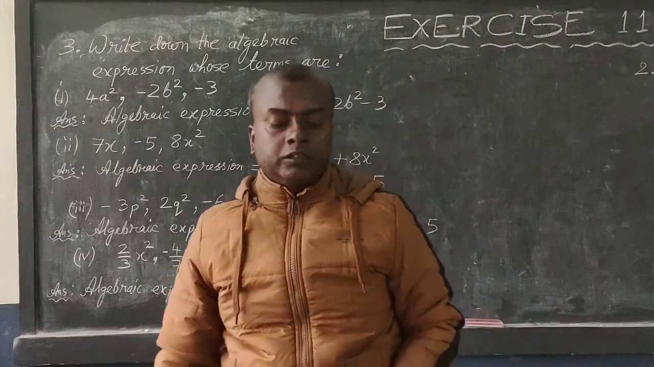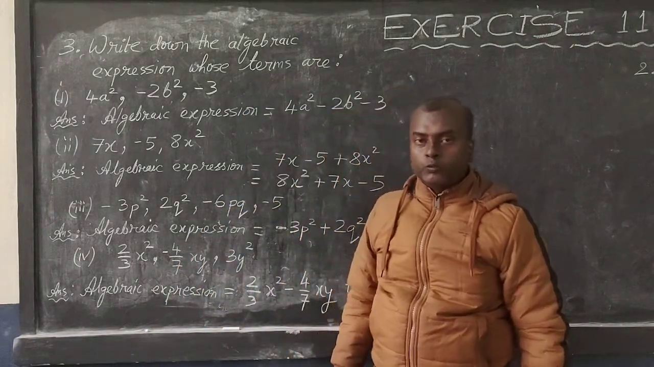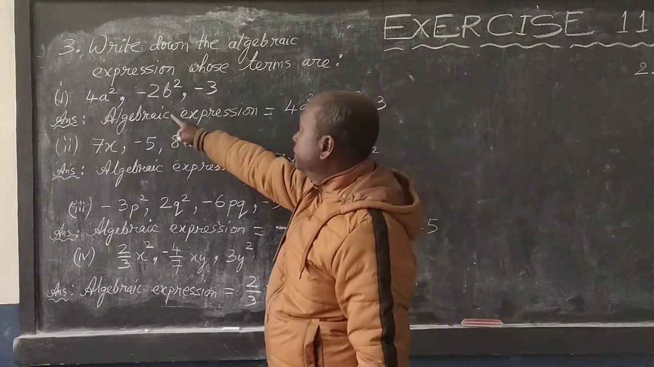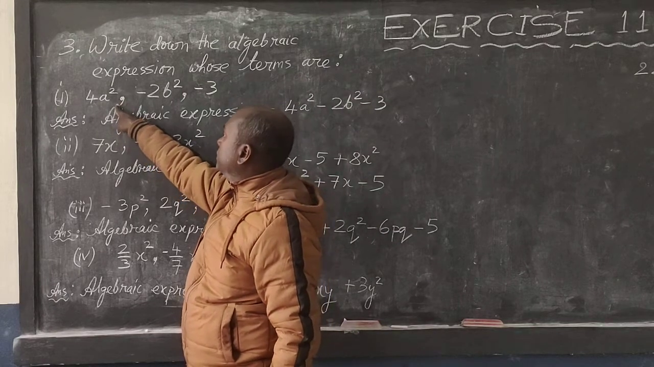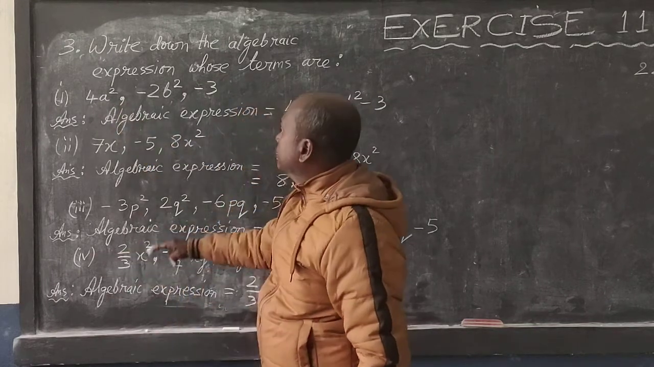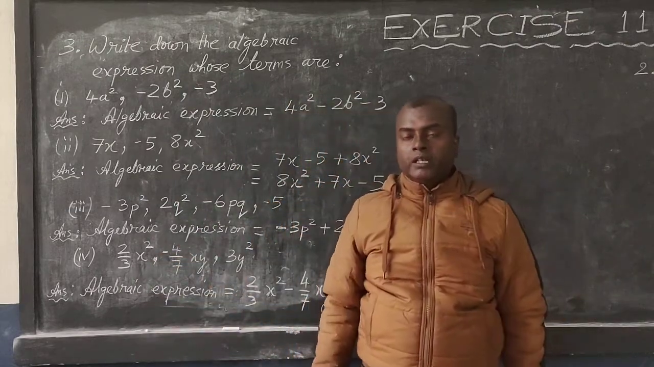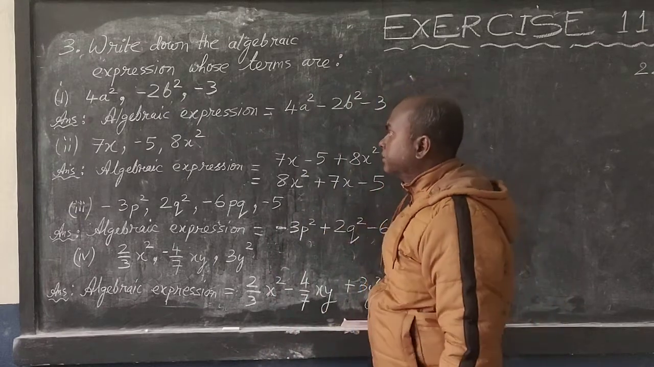Okay, now let's consider question number 3. Question number 3 is the opposite of question number 2. Here the terms are given to us. You can see the terms, you can understand that they are terms. They are separated from each other by this comma sign. So terms are given. Using these terms, combine them and create an algebraic expression. You have to create an algebraic expression.